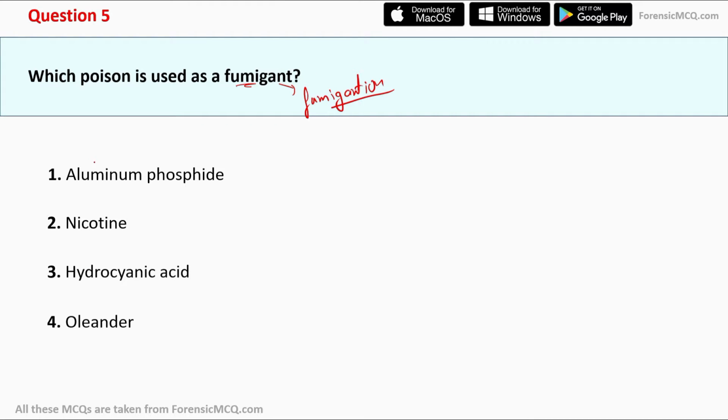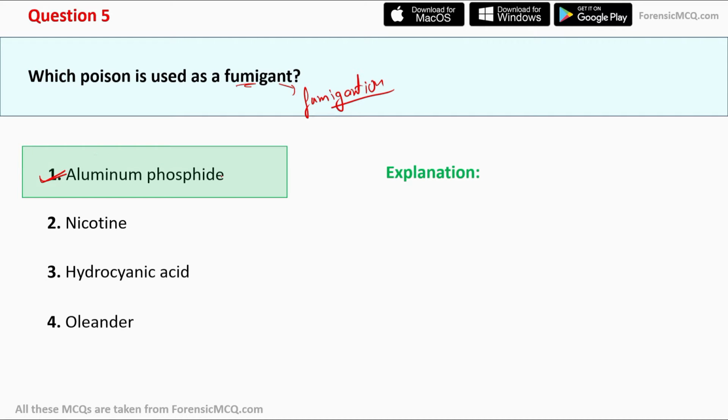So now let's check the options. First is aluminum phosphide. Second is nicotine. Third is hydrocyanic acid. And fourth is oleander. And the correct answer for this question is option first, that is aluminum phosphide. Aluminum phosphides are usually in powder or liquid form and release gas to fill the area and control the pest activity. So the correct answer is option first.